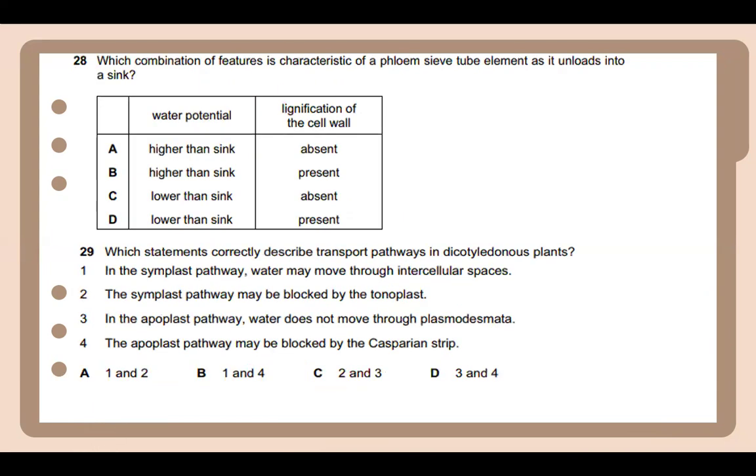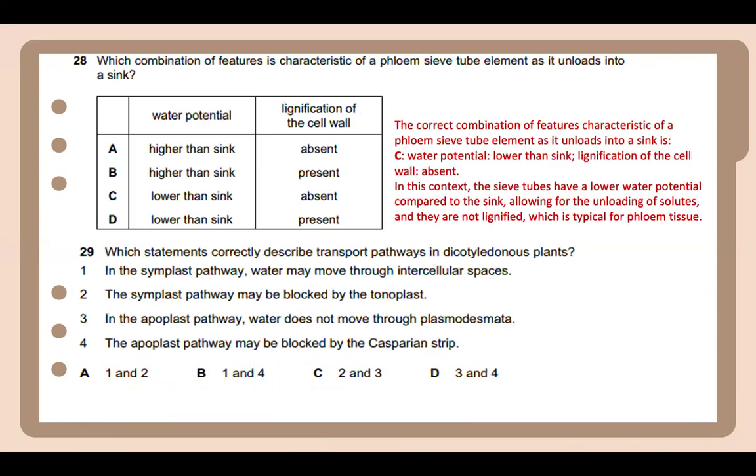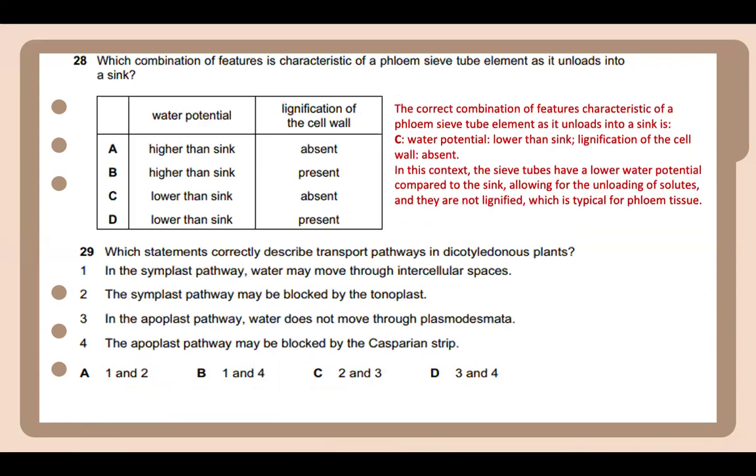Which combination of features is characteristic of a phloem sieve tube element as it unloads into a sink? The correct combination is: water potential is low, density is low, and lignification of the cell wall is absent. In this context, the sieve tube has a lower water potential compared to the sink, which allows for the unloading of solutes, and they are not lignified, which is typical for phloem tissue.